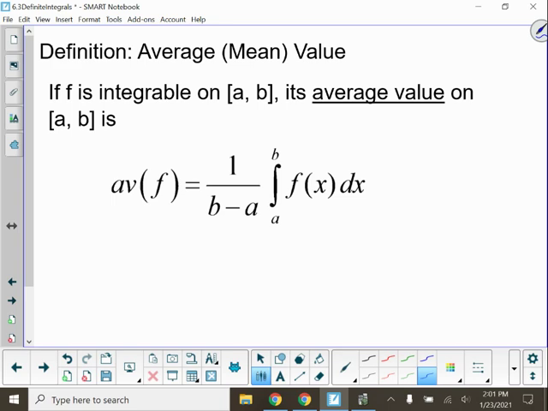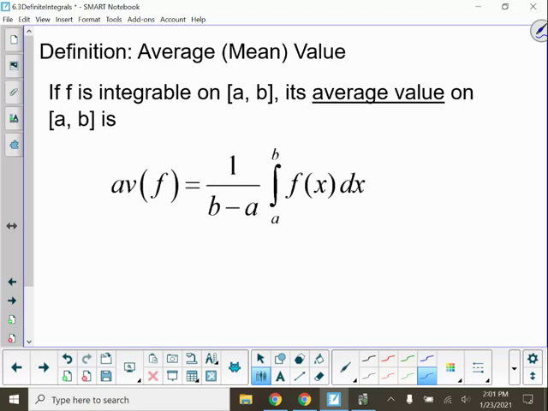Part 2 video for definite integrals and antiderivatives. We're going to pick up with the definition here. This is the average value for an integral. Sometimes they do call this the mean value, but it's an average value of an integral.